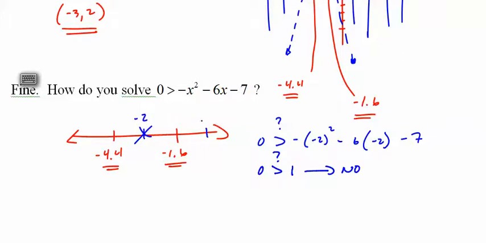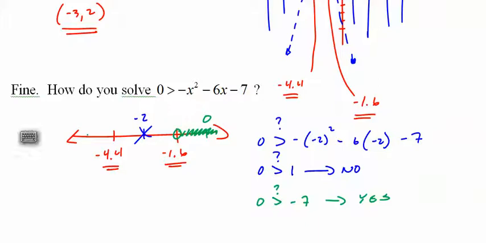Easy point to check out here would be 0. Let's change up colors so we can see what's going on. Let's test 0 out here. Everything's going to cancel. Is 0 greater than negative 7? Yes. So this part of the graph will work.